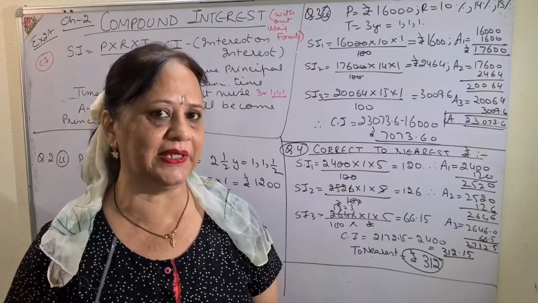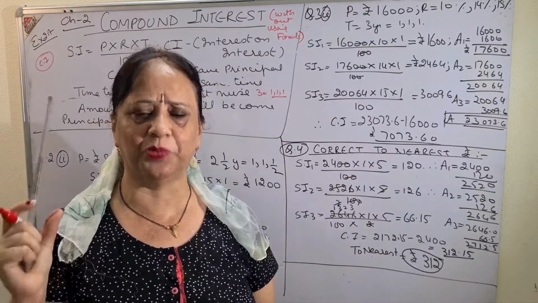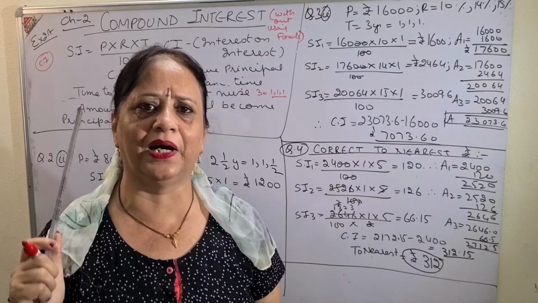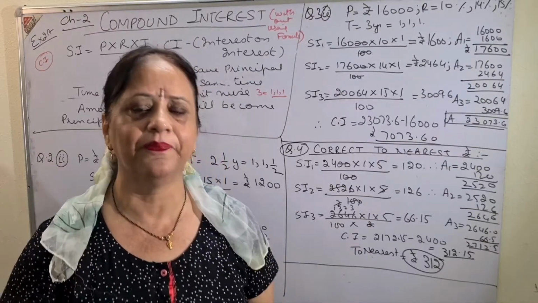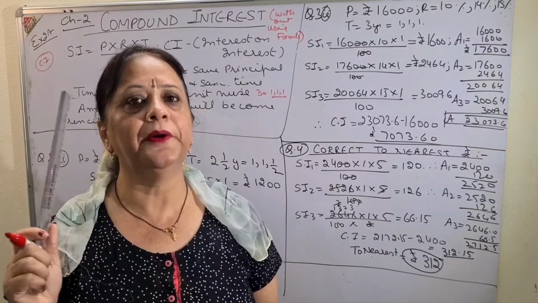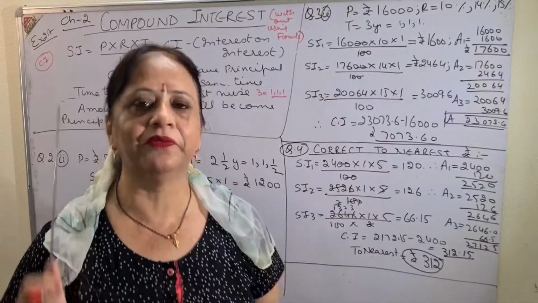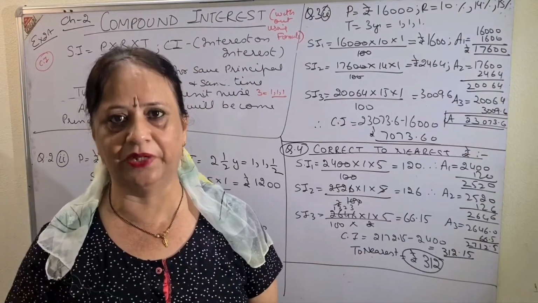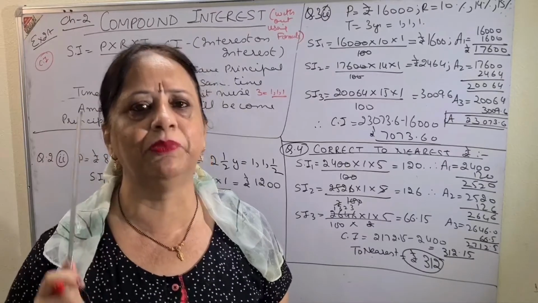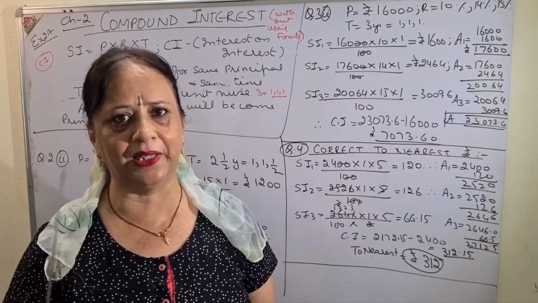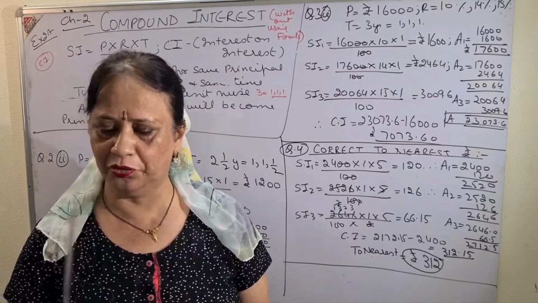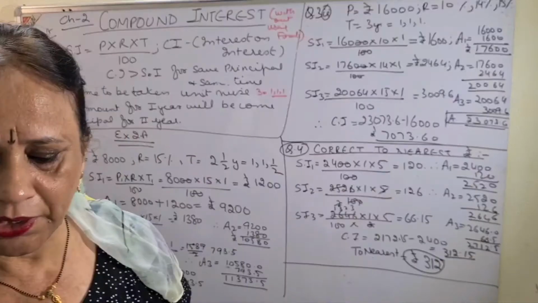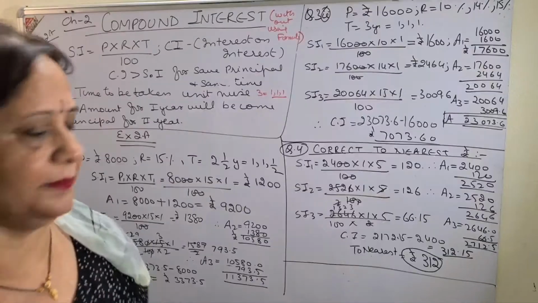The chapter is very easy. I made you understand in a very small concept that the formula of PRT, that is simple interest, is to be used, and the amount for the first year will become the principal for the second year, and time to be taken unit wise. If I do the sums, it will be easier for you, because that is the practical application of this formula. Okay, coming to exercise 2A, question number 2, second part.